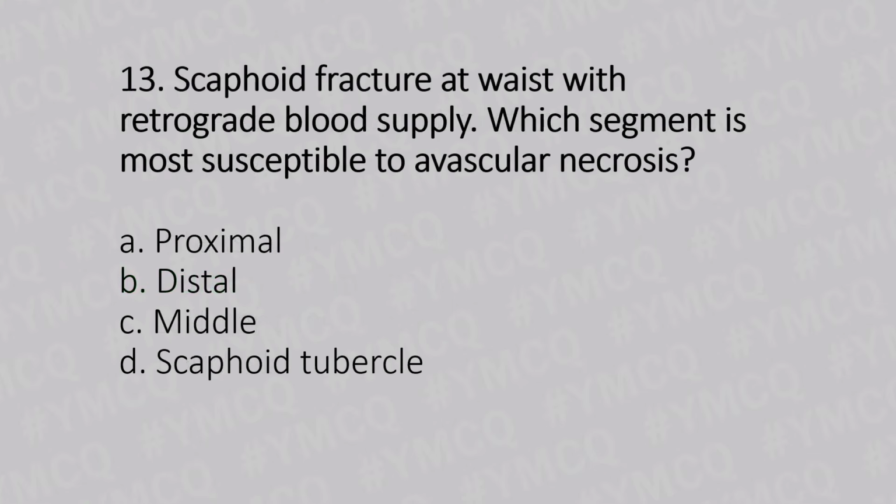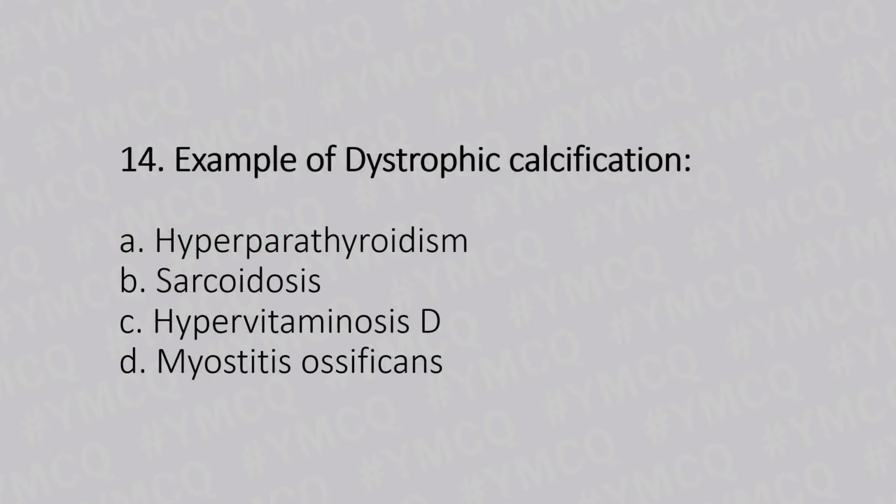Scaphoid fracture at wrist with retrograde blood supply. Which segment is most susceptible to avascular necrosis? Option A, proximal. Option B, distal. Option C, middle. Option D, scaphoid tubercle. And the answer is option A, proximal. Moving to our 14th question, example of dystrophic calcification.